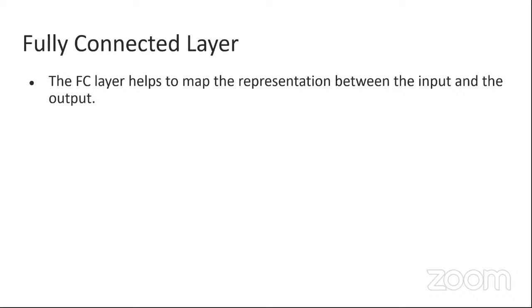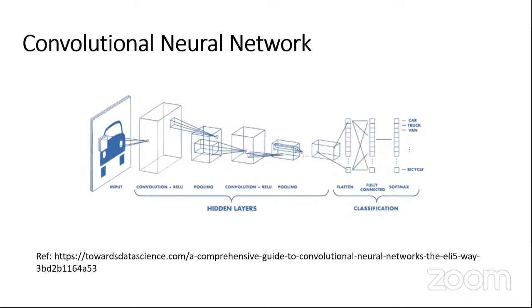Next is the fully connected layer. The fully connected layer maps the representation between the input and the output. It does the mapping between all the inputs to the corresponding outputs. So according to the output we need, this fully connected layer will map the input.